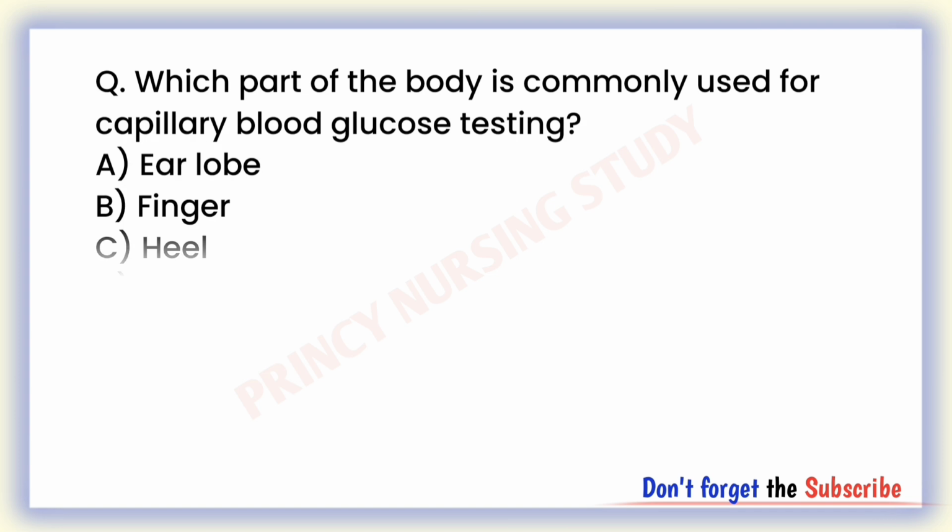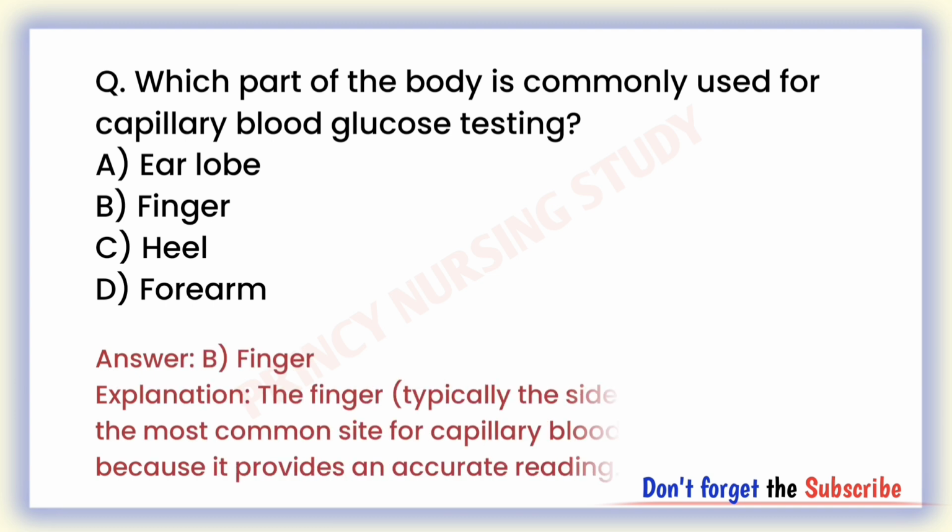Next question. Which part of the body is commonly used for capillary blood glucose testing? Correct answer is B. Finger. The finger, typically the side of the fingertip, is the most common site for capillary blood glucose testing because it provides an accurate reading.